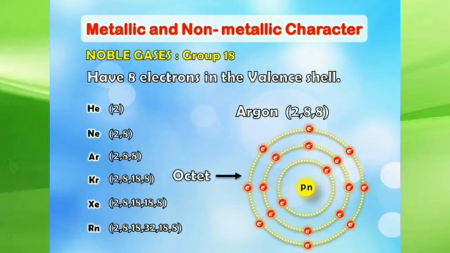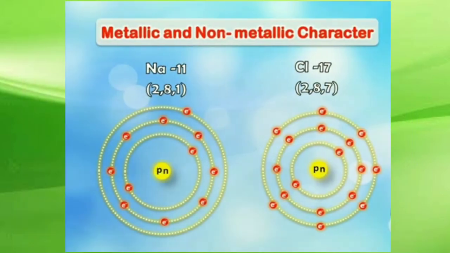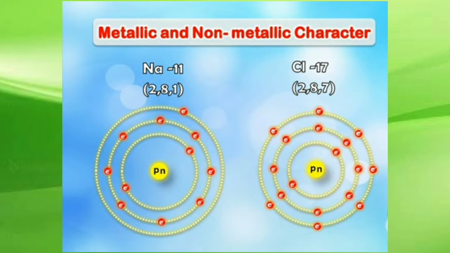Understood here? Now look at this example, children. Sodium. What is the electronic configuration? 2, 8, 1. So it is having one electron in its outermost shell. Right? So for sodium, is it easy to lose one electron or easy to gain 7 electrons so that it can complete its octet? Yes, it is easy to lose one electron, right?